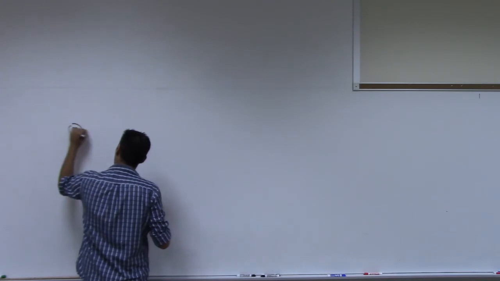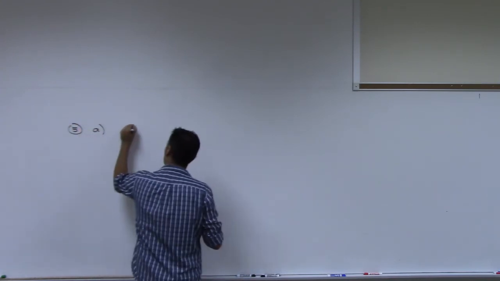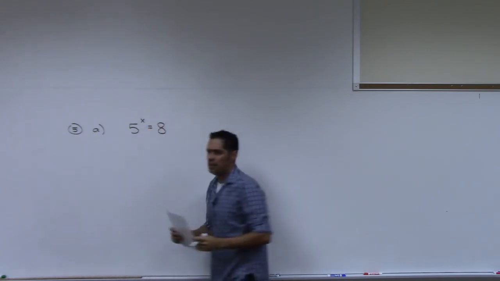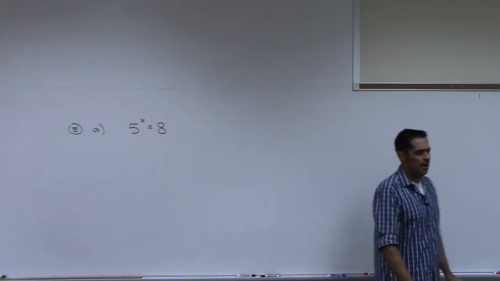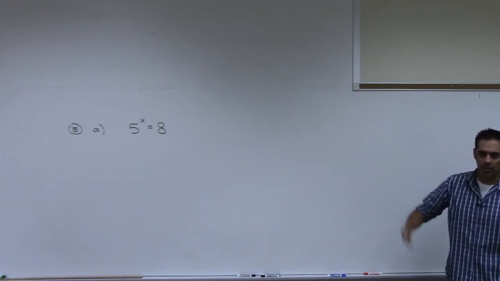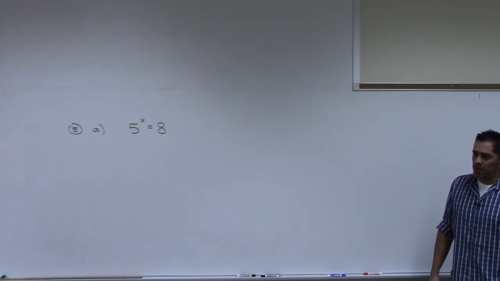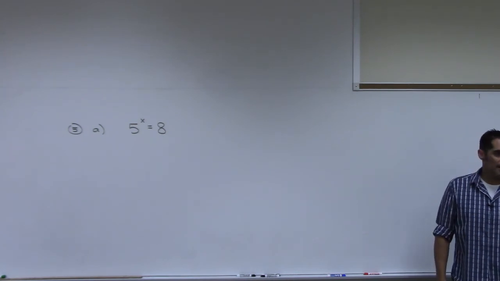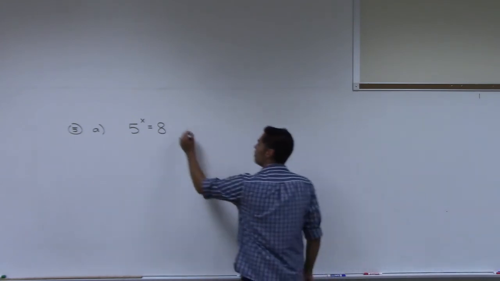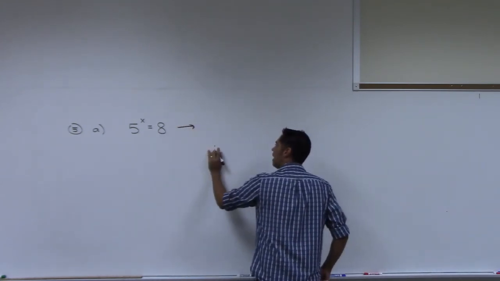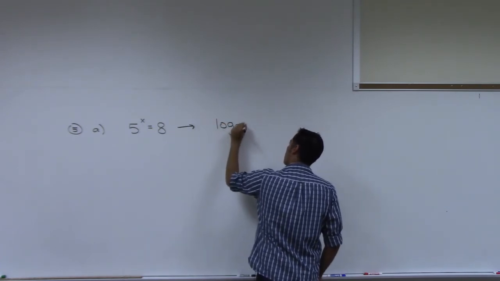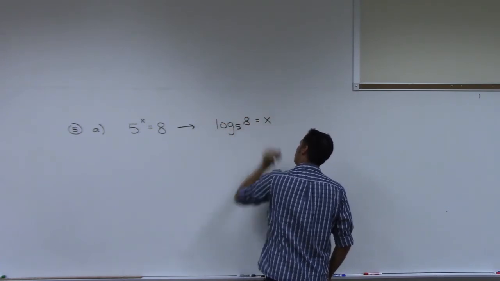5a, we want to solve 5 to the x equals 8. That's not something you're just going to know off the top of your head, like 5 to the 1 point something is 8. You don't know that number, do you? So the way we solve this is first to rewrite it in logarithmic form. When we do that, we get log base 5 of 8 equals x.